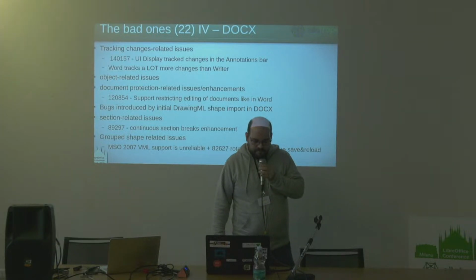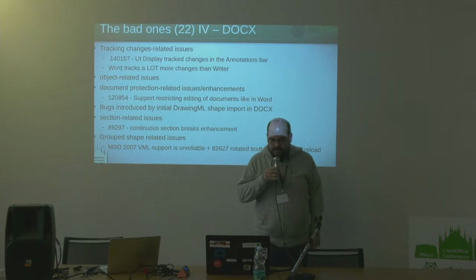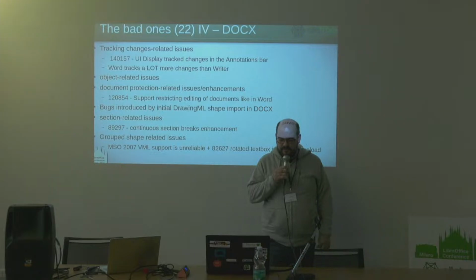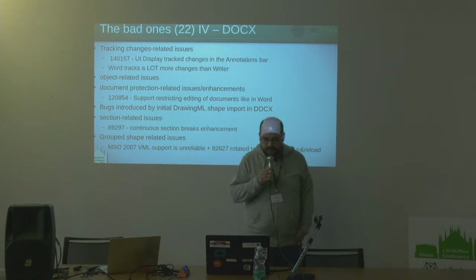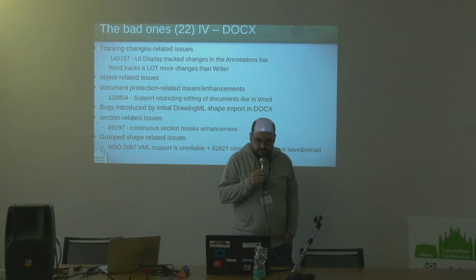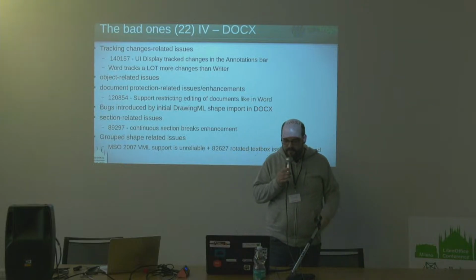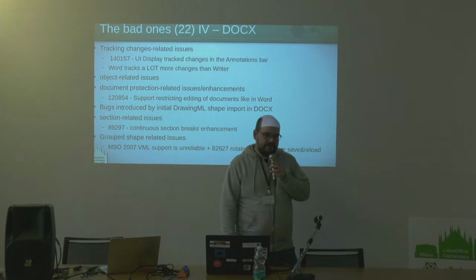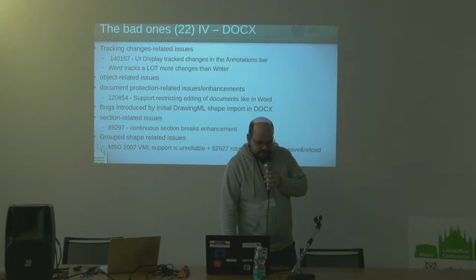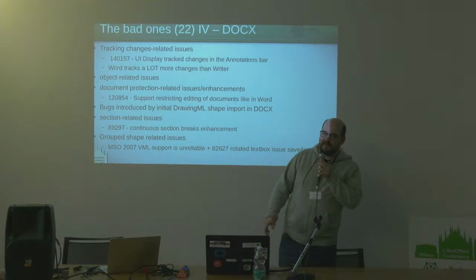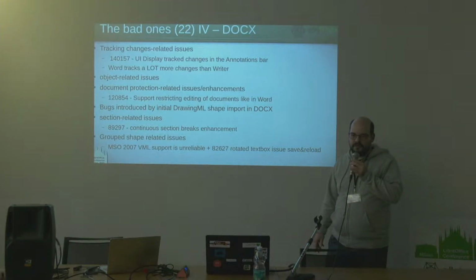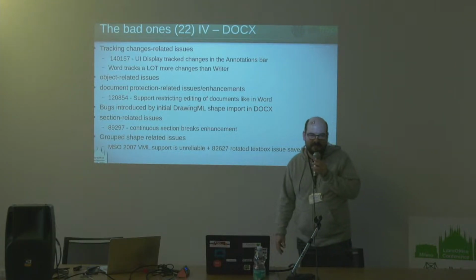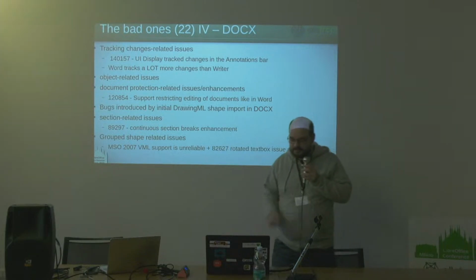And of course, when we save or open group shapes, the rotated text box issue also hits us. Another question is, why do I mention VML? Like, who the hell else uses it other than Microsoft Office 2007? I will return to that later.